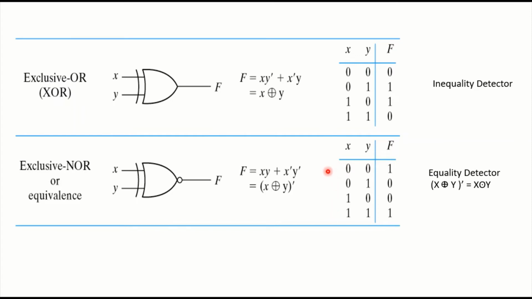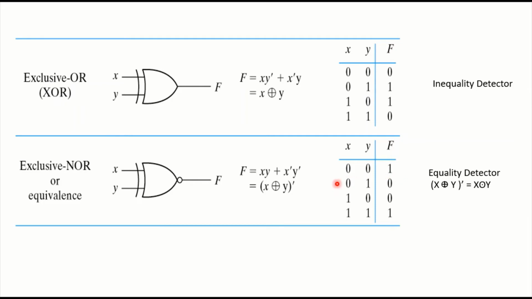Now for the first case, 0 0. If we apply 0 at the x and 0 at the y, for 0 0, we will get 0 here and we will get 1 here. So we will get 1 from here and 0 from here. So we will get 1 at the f. So output f will be 1.